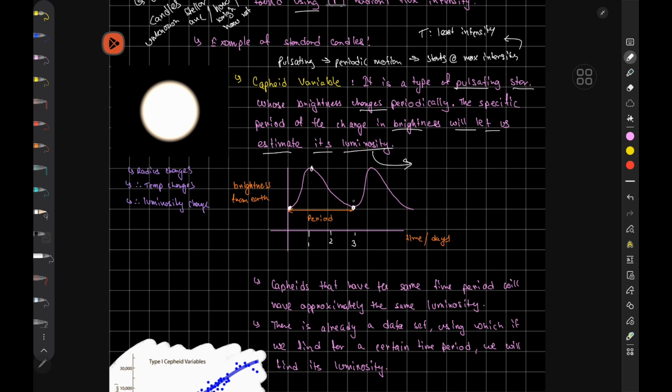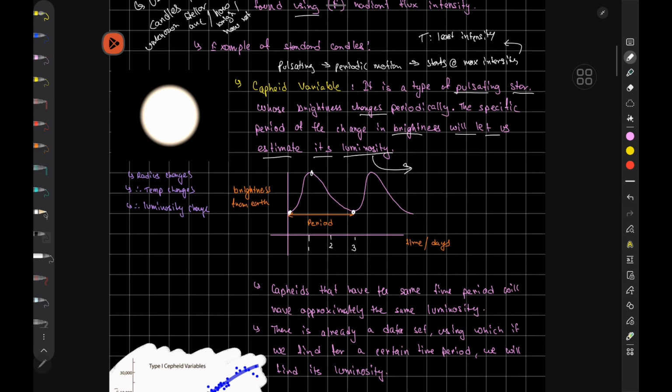So the total amount of time of the cycle that it goes through, this period, if it matches with the standard candle, then we know the luminosity of this unknown star. Let's say what you have at hand: this is the unknown star, and we have a standard Cepheid variable. I mean, Cepheid variable is a category of itself. But yeah, we have a Cepheid variable.